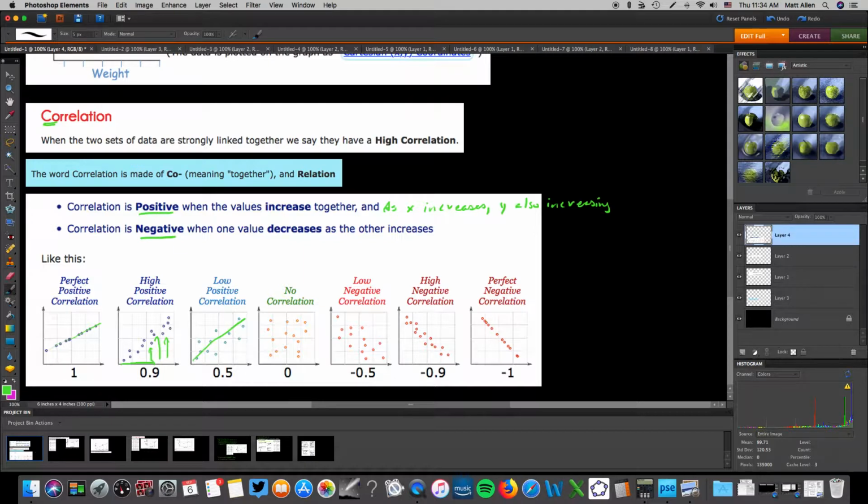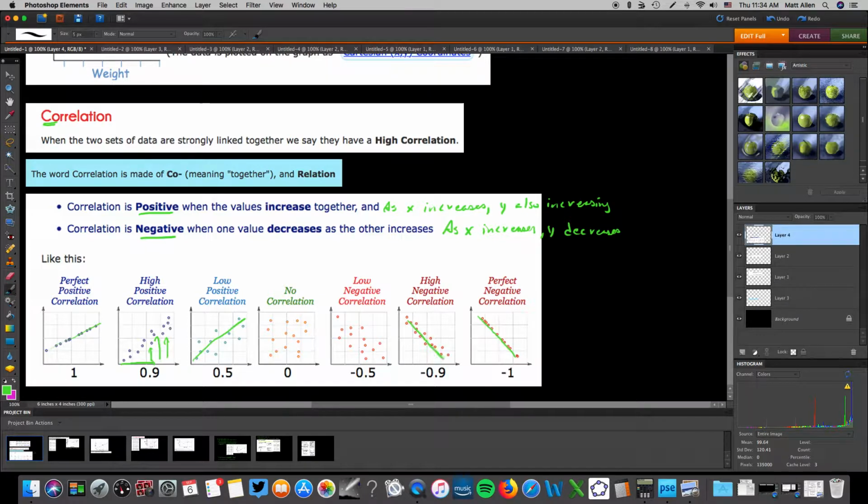Now, the other type of correlation we refer to is negative correlation. We define negative correlation as when one value decreases, the other increases. And so we can put it this way: as x increases, y decreases. And I suppose you can use the converse as well: as x decreases, y increases. So when you look at these negative correlations here, a perfect negative correlation would be as x goes up by a certain amount every time, y is always going down by a certain amount. And so we could describe that using a negative slope here. But for negative correlation, you can see a high negative correlation and a low negative correlation.